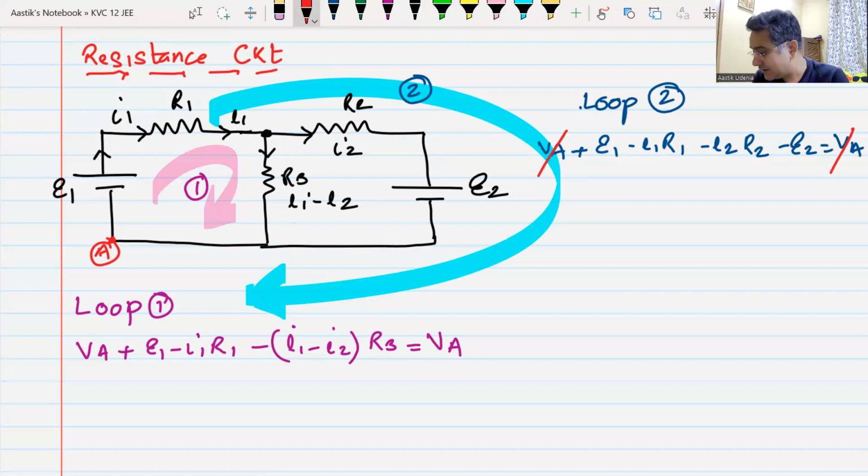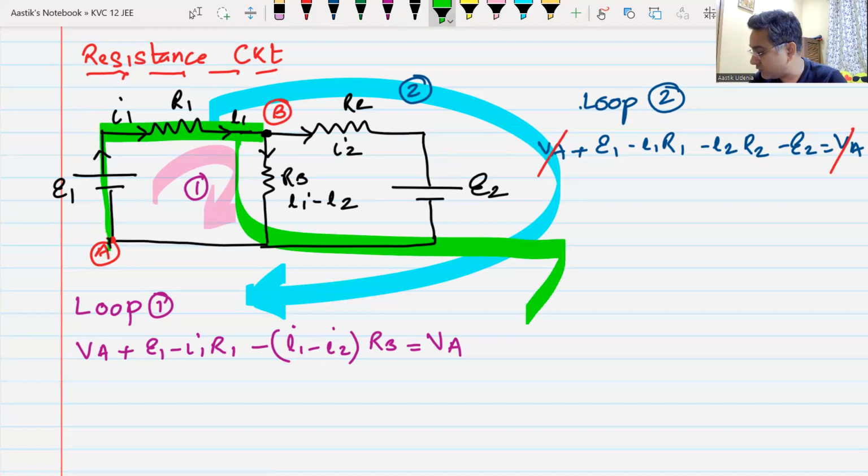But again, as I tell you, this might not be the only question that they ask. They might ask you, what is the potential difference between A and B? Once you get the value of anything, you can use any of the tracks. For example, I can use this green track to find out VA minus VB. How do I get the value of VA minus VB?